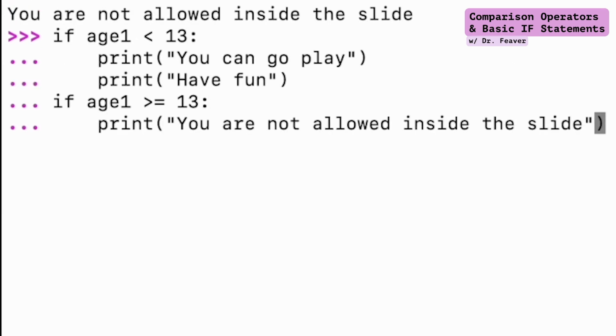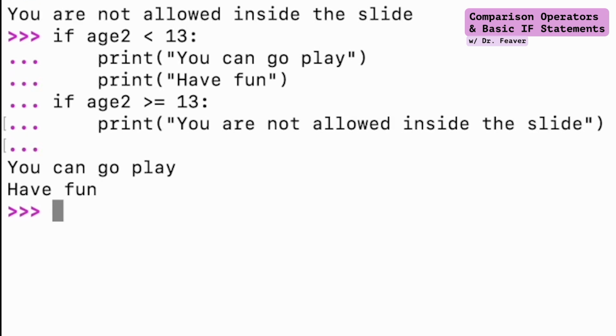Now I can change this and have this tweaked for the other person, the person who is 7. So we'll put age 2 in instead as our variable. Of course, they are less than 13, so the first block of code is going to be executed where they're going to be told you can go play, have fun. And if I hit enter, it gets evaluated and it says you can go play, have fun. So the code under the if statement only ever gets run if the conditional is true.